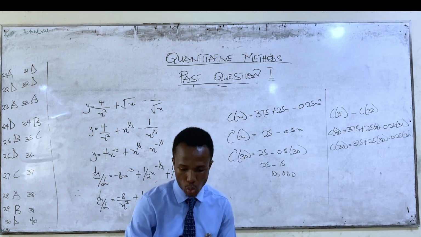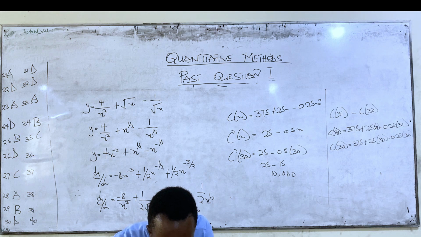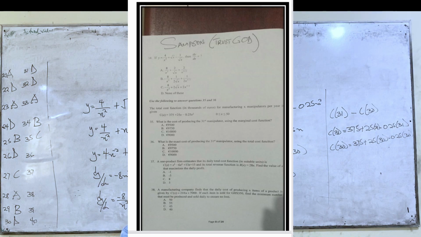So when you solve the two, just punch them on the calculator. Let me confirm it with my calculator. This minus this, I'm getting this one, and the 31st manipulator is this.